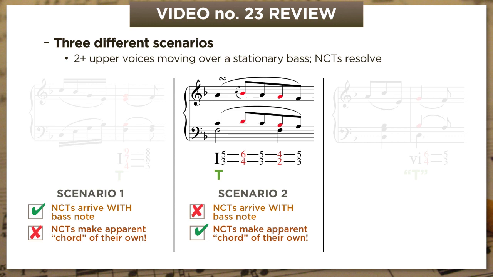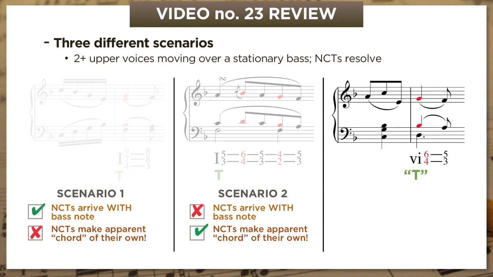Now, in video 23, I argued that most musicians won't hear these as real chords. If they were real chords, we wouldn't have non-chord tones in this bar. It's better, I think, to think of them as apparent chords or pseudo chords, which means they don't get their own Roman numerals. There's one Roman numeral here, and it's 1.